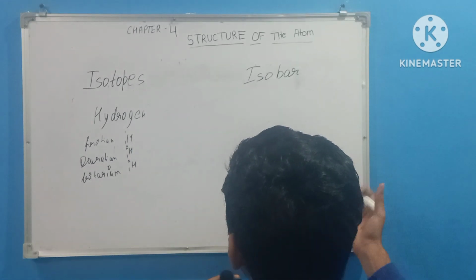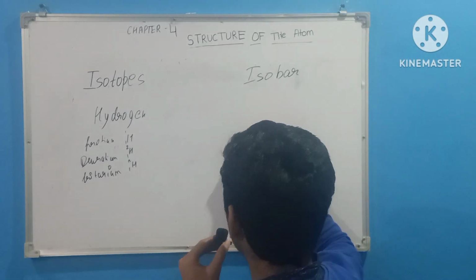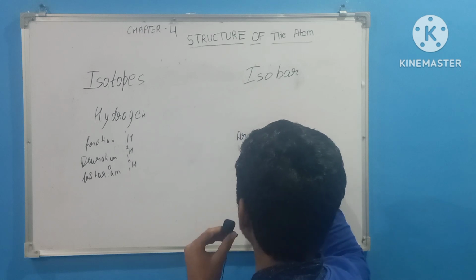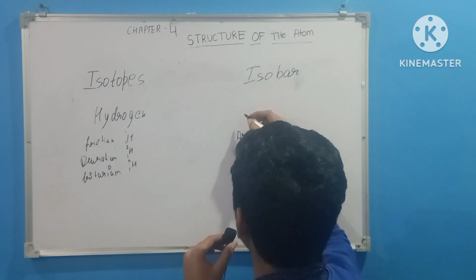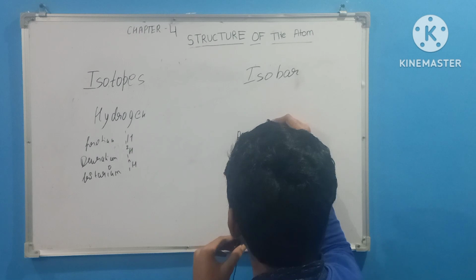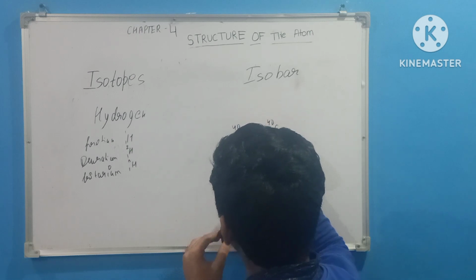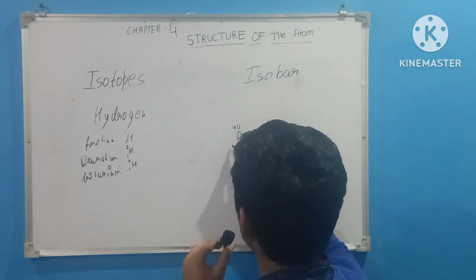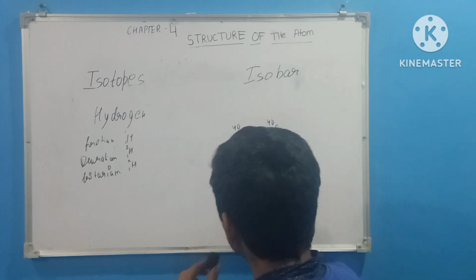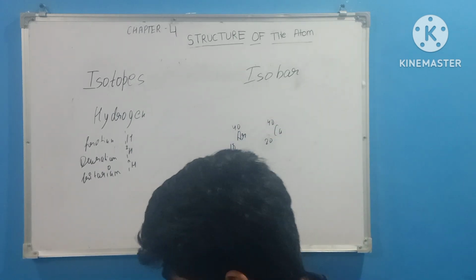And an example of isobars is argon and calcium. The mass of both calcium and argon is 40 and 40. But the atomic numbers are different, 18 and 20. So this is the difference between isotopes and isobars.